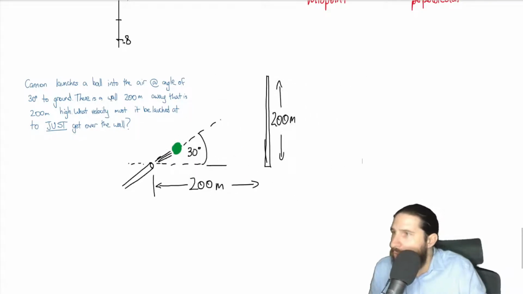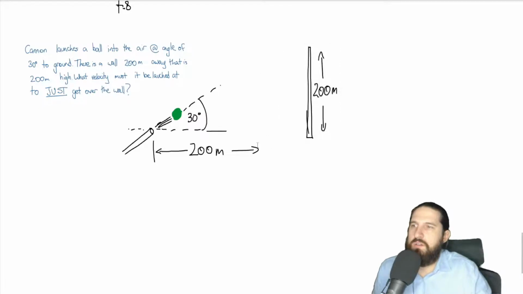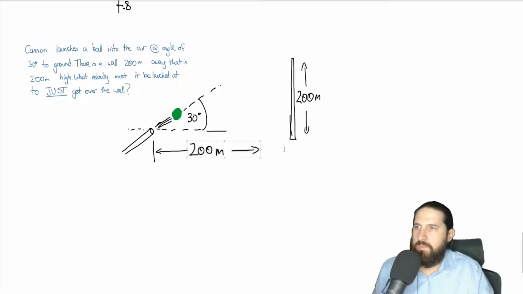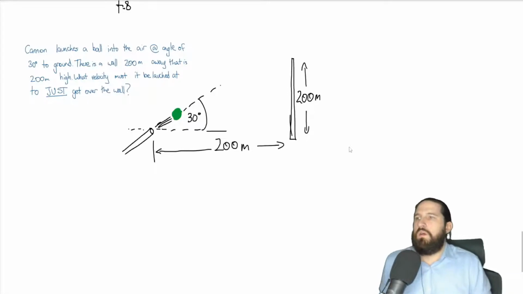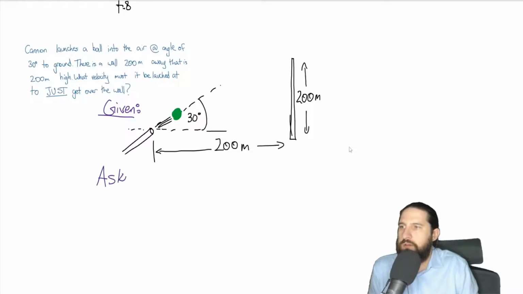What velocity must it be launched at to just get over the wall? Maybe the way I've drawn it doesn't look right, but if I do this sort of thing, maybe we can make it look like it's going to get over. Beautiful. So the question is really, this is kind of what's given, and what's asked is, what is the V1? What is the velocity that you send this thing off with? Okay. Let's do it.